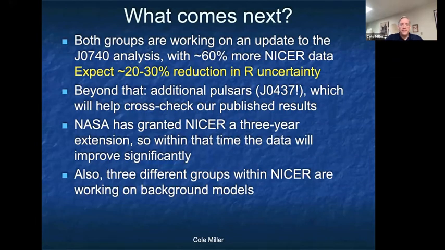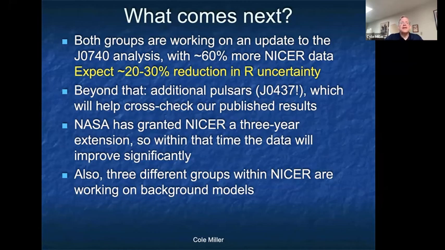What then is going to come in the future? Both of the groups within NICER are working on an update to the analysis of the heavy pulsar. We have about 60% more NICER data. Now, in addition to that, there will be an intermediate paper published, which gives the results for the 3C50 data set and shows how to put in some of the background. This is something which we expect to result in a 20 to 30% reduction in the uncertainty on the radius. So going from, at least in our measurement, 12 to 16 kilometers to something that could be a delta of 3 kilometers or 3.5 kilometers. Basically, it's something that could be improved rather substantially.